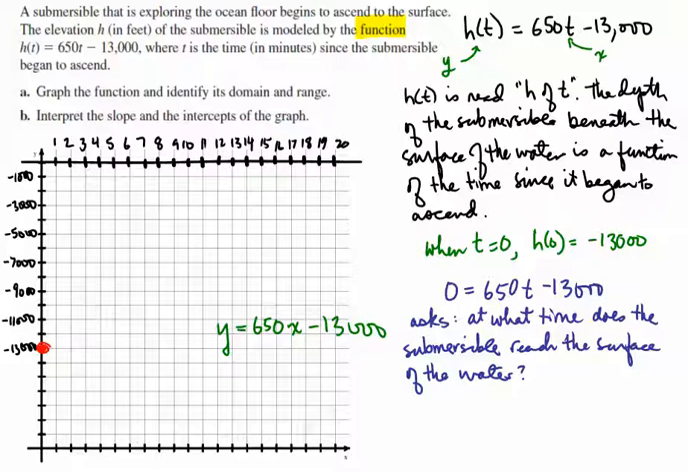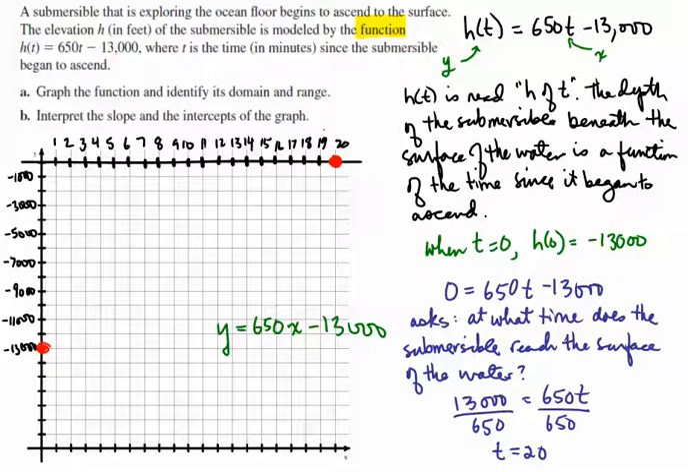And by solving this for t, we'll have that answer. So what I would need to do is add 13,000 to both sides, and I would get 13,000 is equal to 650t. Divide both sides by 650, and what I would end up with is that t is equal to 20. So what that means then is that at 20 seconds, the height will be 0, which means it reaches the surface of the water.